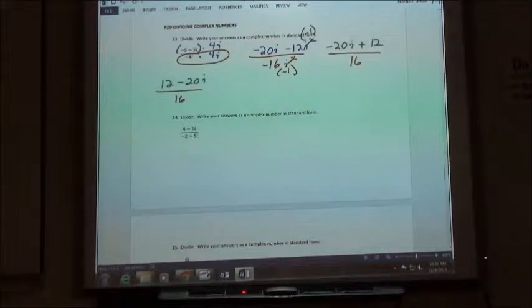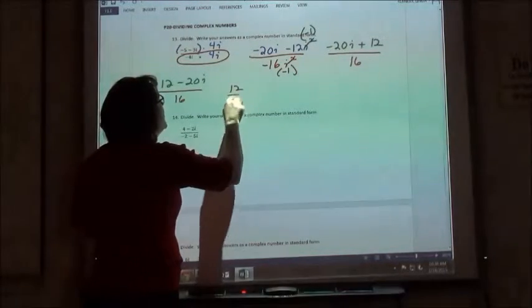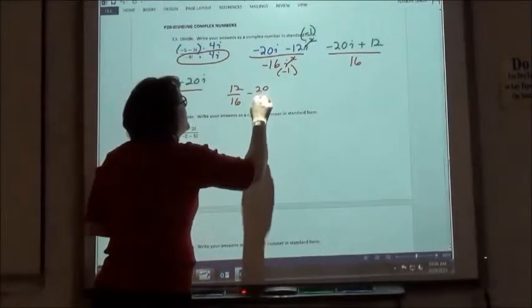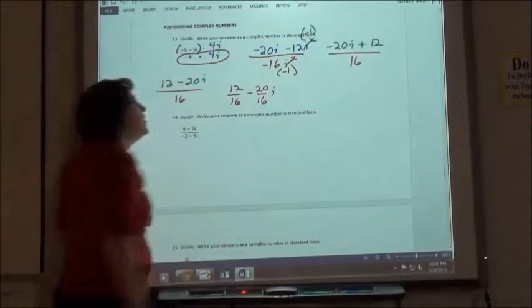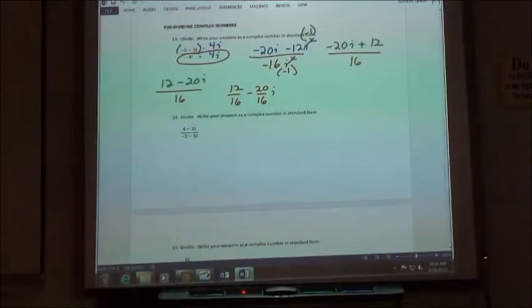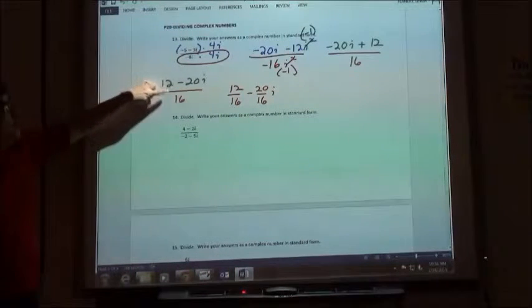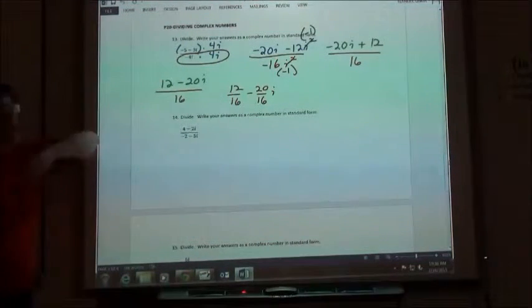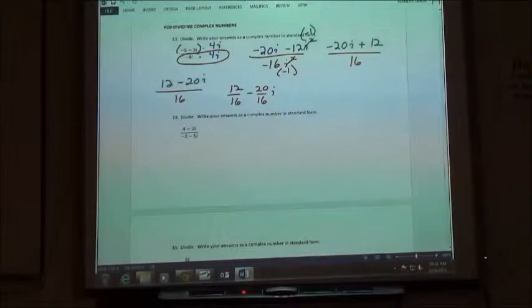What they're going to do, because they want it in standard form, is put each of those separately. So they're going to write it as 12 sixteenths minus 20 sixteenths, and the i is going to go behind that. So they just made two separate fractions, the 12 over 16 and the minus 20 over 16. And of course, if we have fractions, guess what they're going to do? Reduce it to lowest terms.